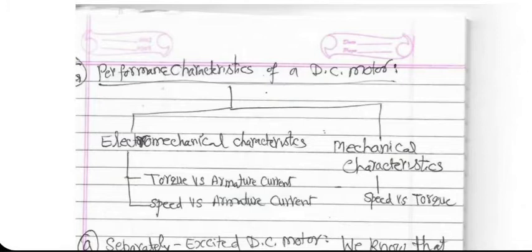The electromechanical characteristics have one variable electrical and the other one mechanical. Torque versus armature current is one very important thing to know, and speed versus armature current is the other thing that we would be definitely interested in. So typically speaking, the performance characteristics of DC motors are three: torque versus armature current, speed versus armature current, and speed versus torque.